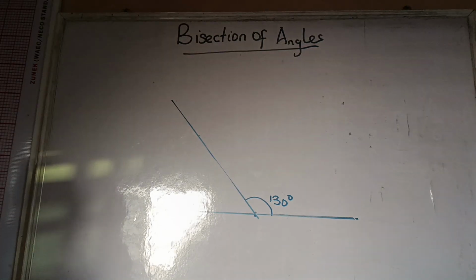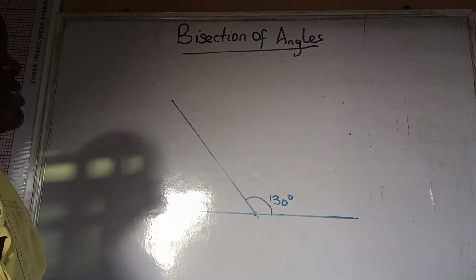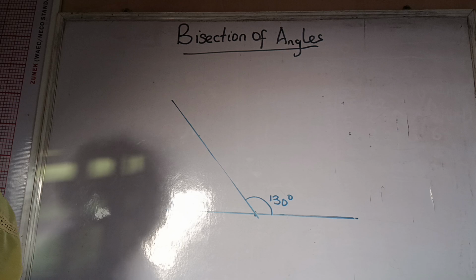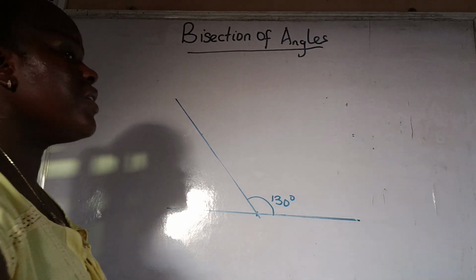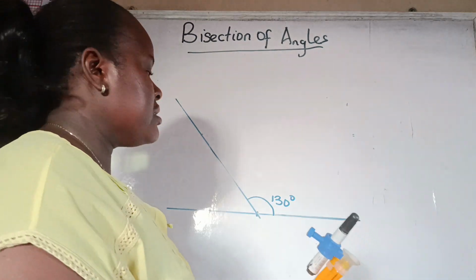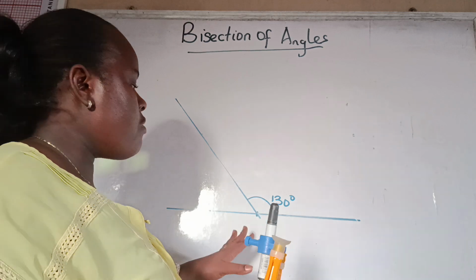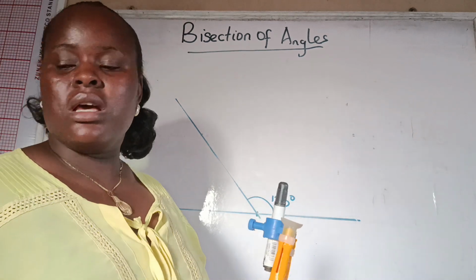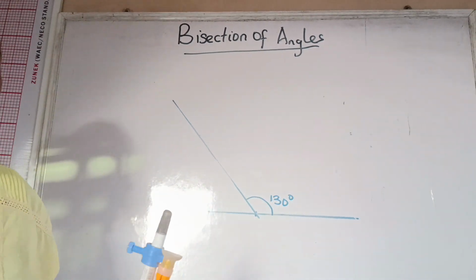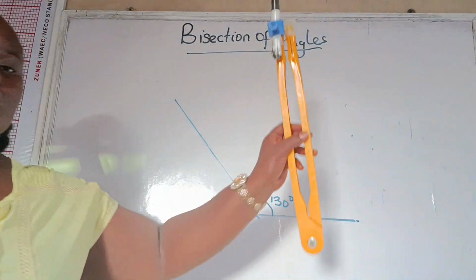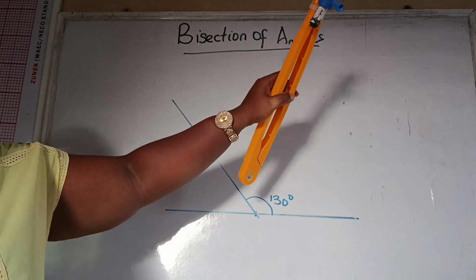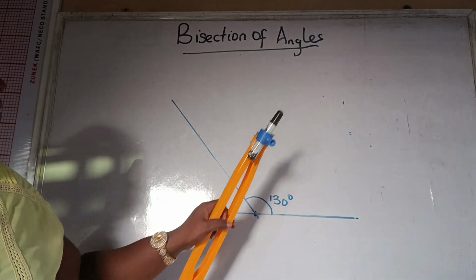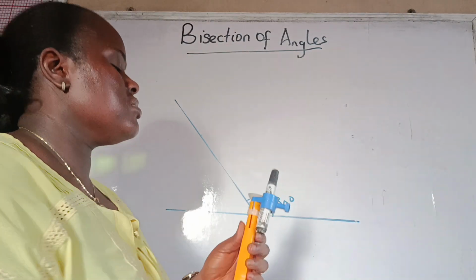Now what is bisection? To bisect means to divide into two equal parts. Now we're going to divide into two equal parts without necessarily using our protractor. We won't use this today. We are going to construct a line of bisection, the line that will divide it into two equal parts.